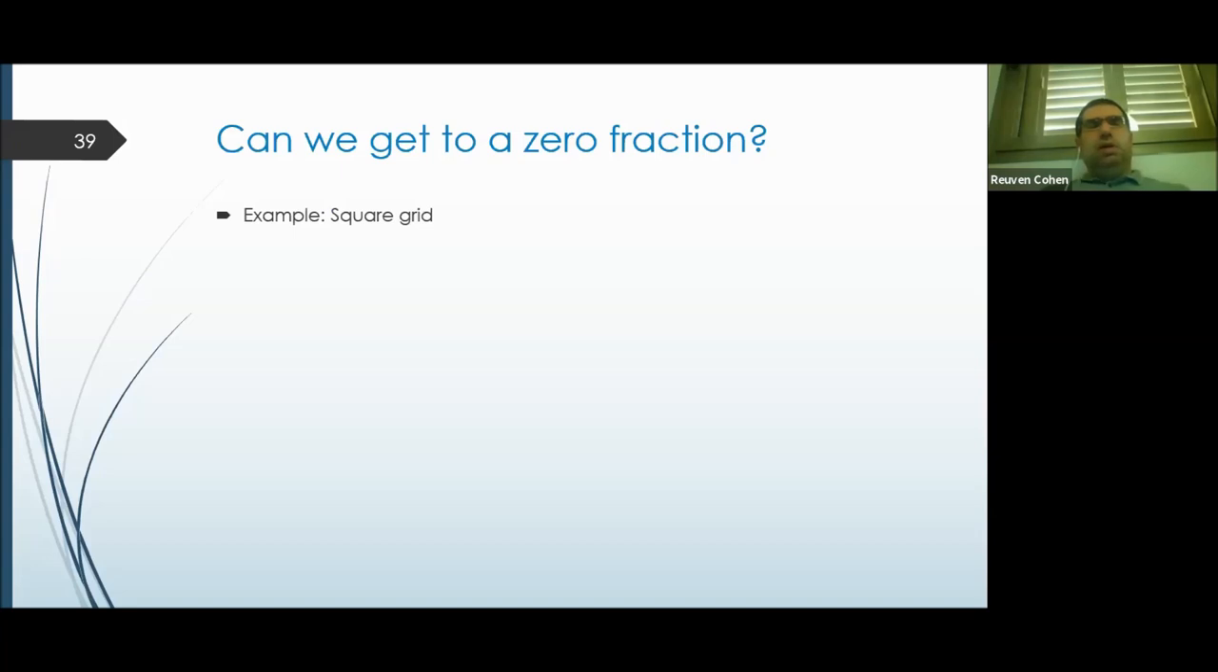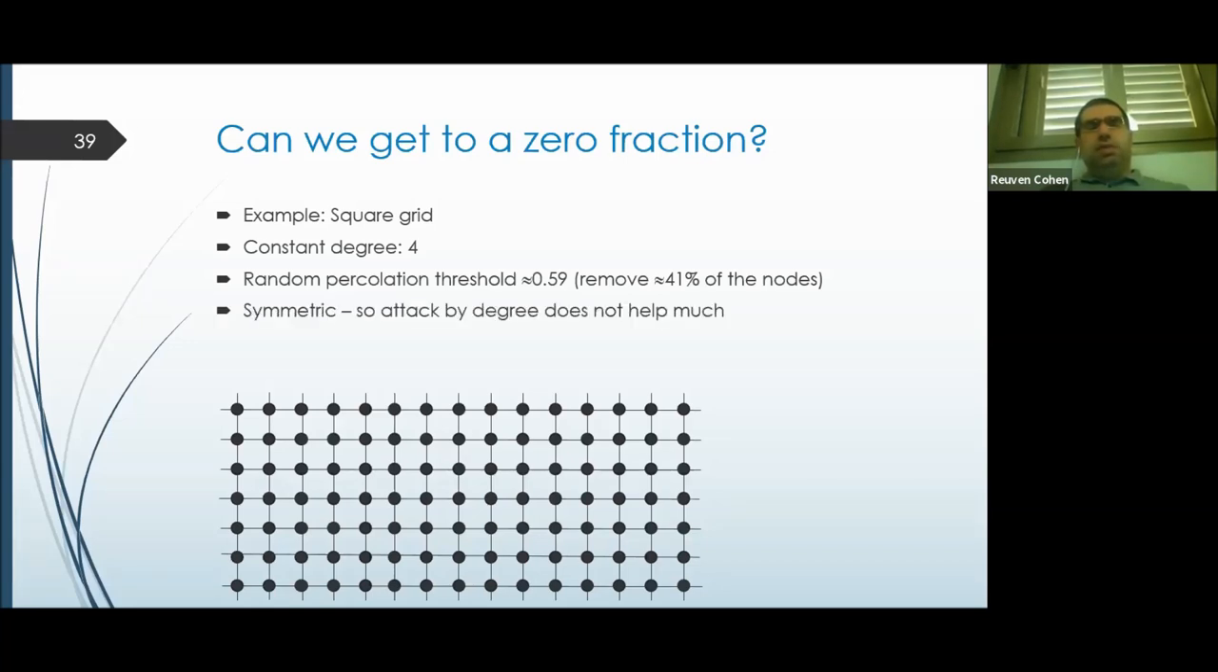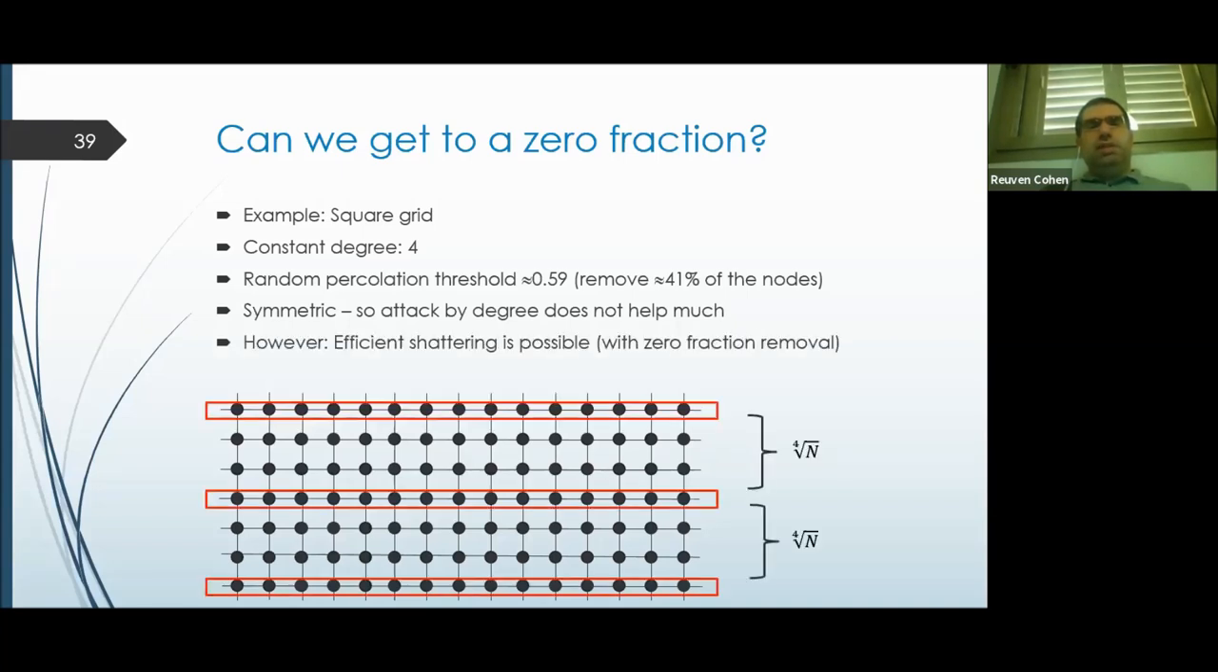This may sound far-fetched, but in fact, it may not be that far-fetched. For instance, suppose we have a square grid. If we remove nodes randomly, we need to remove around 40% of the nodes. However, we can be smarter than that. Attack by degree also does not help because the degrees here are constant. However, if we are smart, we can remove just a very small fraction that approaches zero.